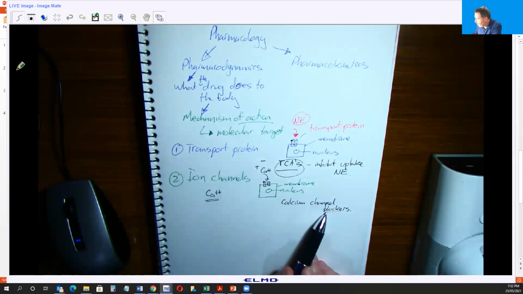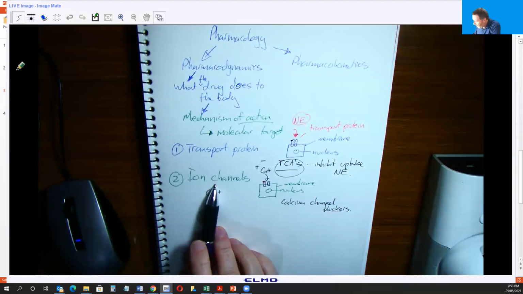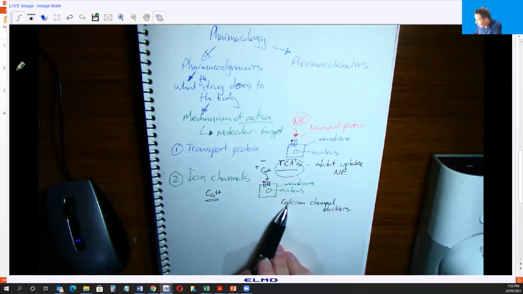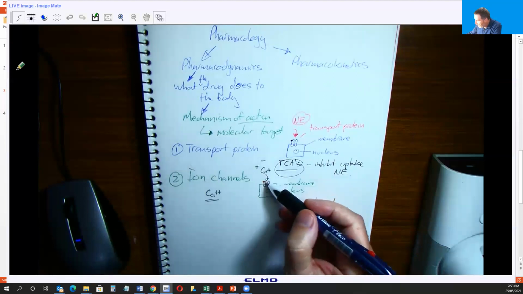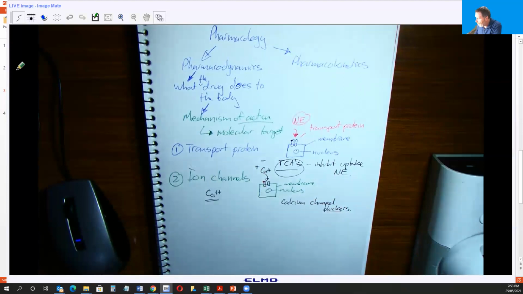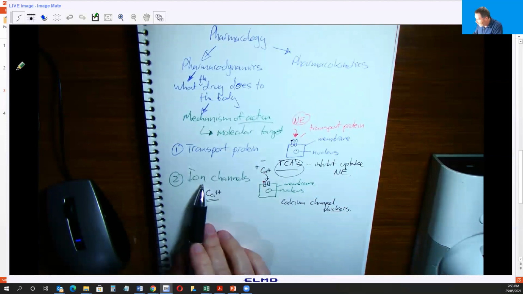Calcium channel blockers are also used on nerve cells, since there are calcium channels on nerve cells in our body as well, of course. So that's an example of ion channels. Again, that is a molecular target for certain drugs like calcium channel blockers to act on and inhibit the entry of calcium ions into the cell. So that's another example of a mechanism of action and a molecular target for certain drugs like calcium channel blockers.